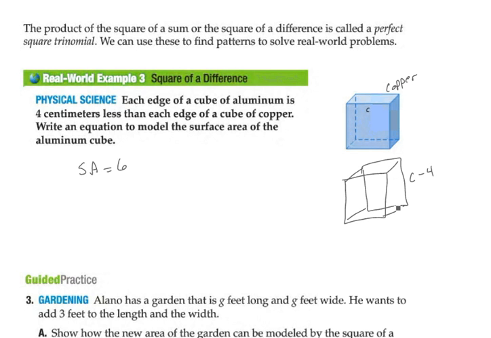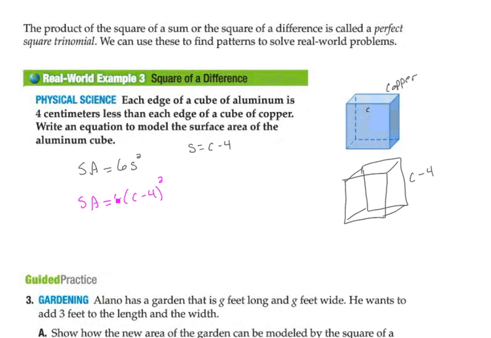Well, what's the area of a square? Because since this is a cube, we know that this is a square. It's side squared. Okay, so surface area formula is 6 times the side squared. Okay, well, do we know how long our side is? We actually do. We know that it's C minus 4. So our side is C minus 4. So formula that we're going to use is surface area equals 6 times C minus 4, and that is squared.